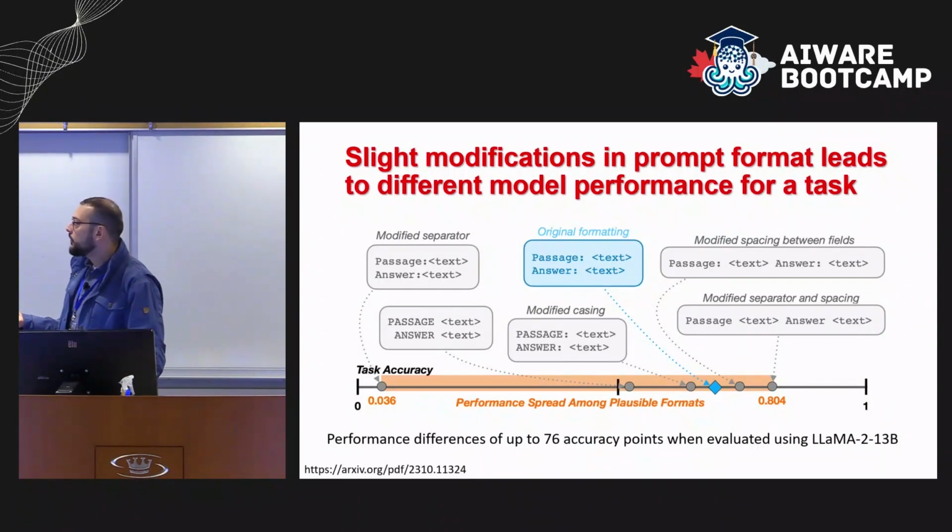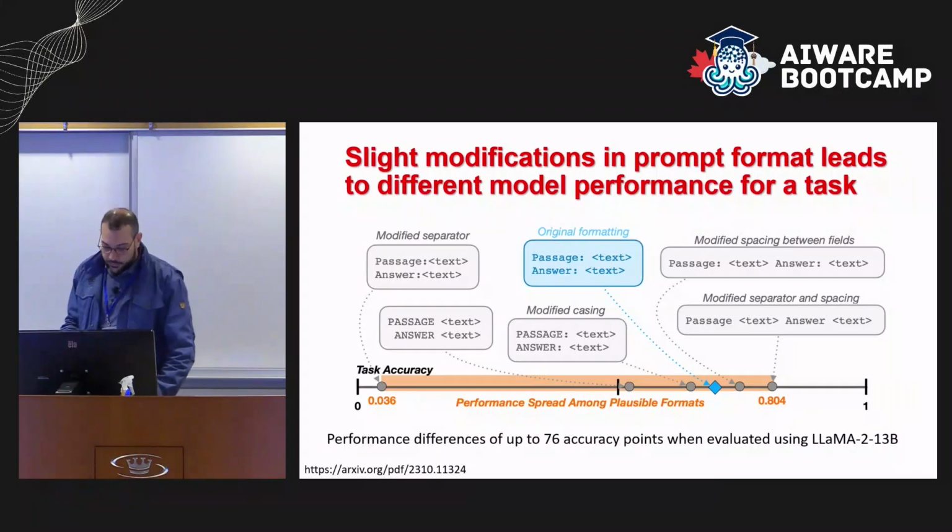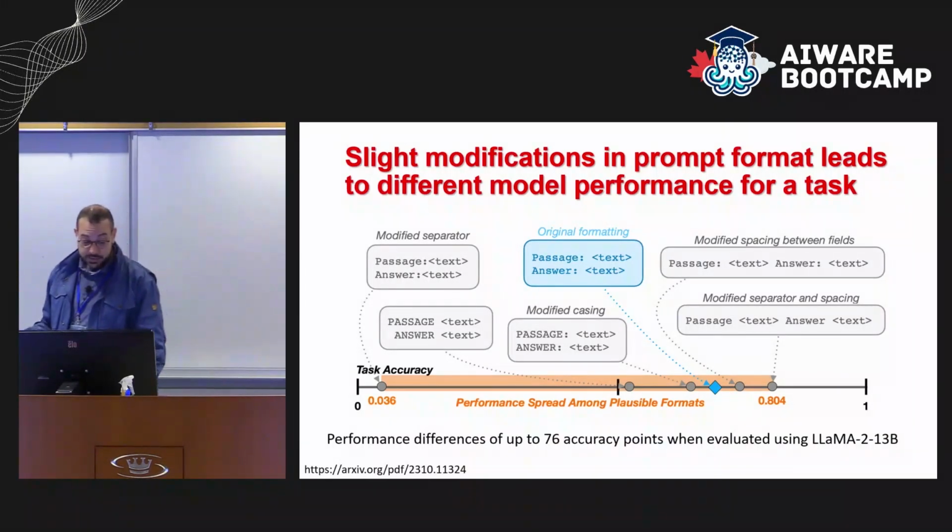Now the modified separator and spacing: I do not put the colon there, and I just give the examples this way, and I have this accuracy. And this poor guy here, the only difference is the space. I just removed the space, and the accuracy dropped from something close to 0.8, or 0.7, to 0.036.